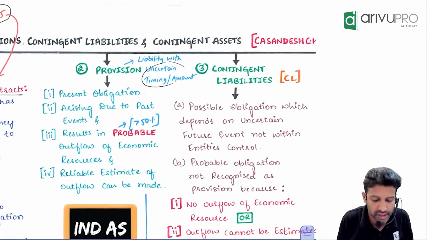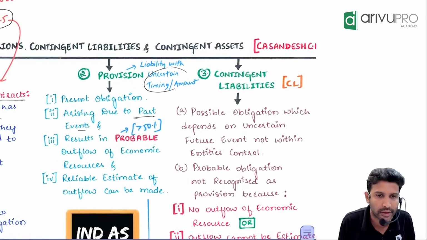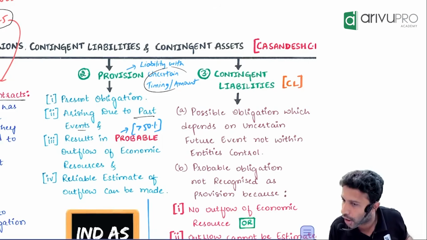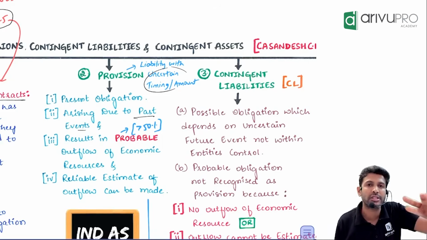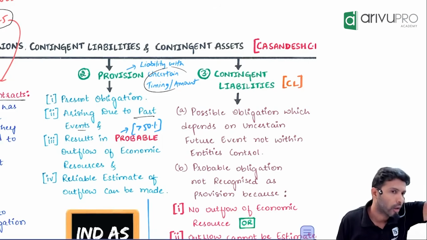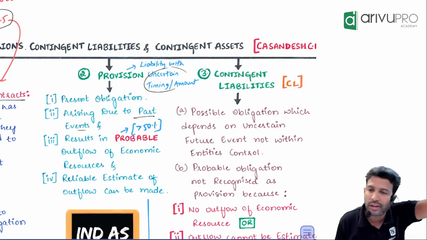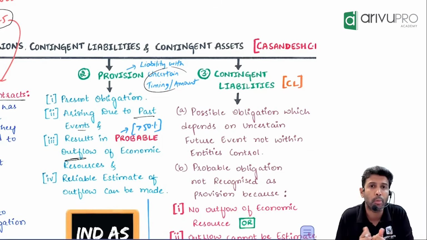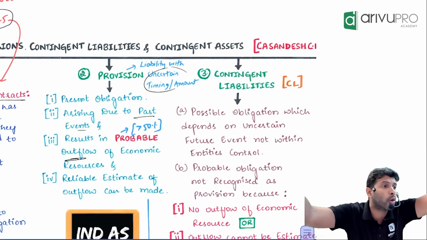So it is a future event or a past event? Past event. What does condition number 2 say? Past event. Failed or passed? In this example, failed or passed? Passed. Third one, probable outflow of economic resource. The word probable means more than 50%. More than 50% chance of what? Outflow. There should be more than 50% chance of the money going out.